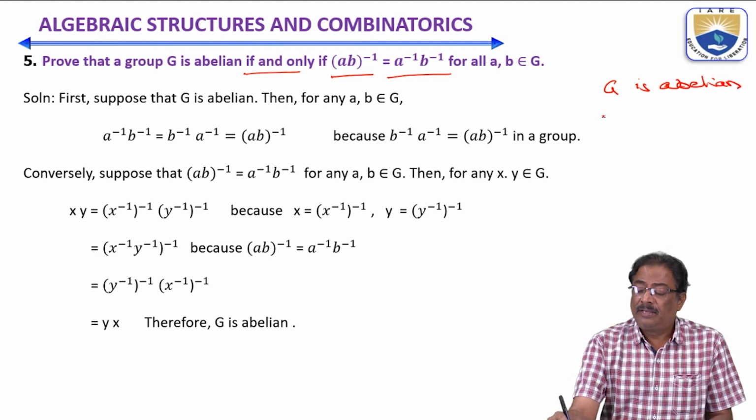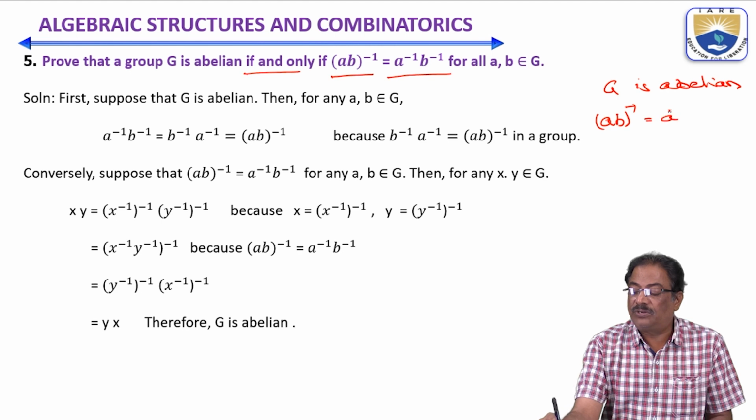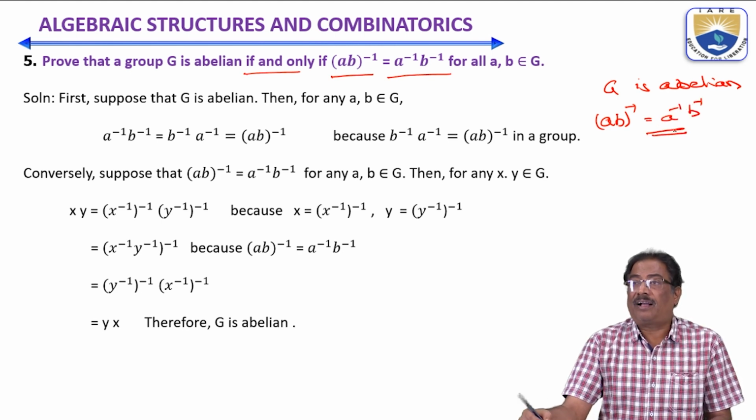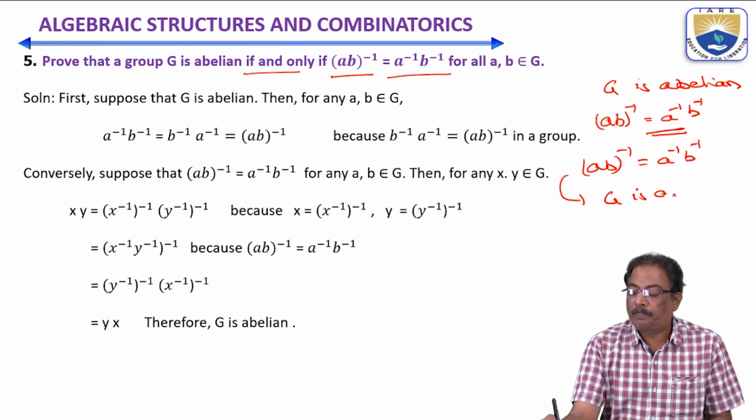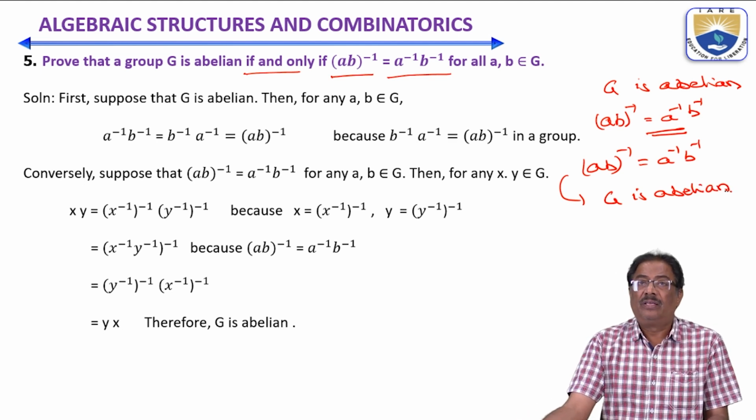G is abelian, and we are going to prove that (AB) whole inverse is equal to A inverse B inverse. This we have to prove. Then conversely, we are going to take (AB) whole inverse is equal to A inverse B inverse, and we have to prove that G is abelian, because it is an if and only if condition.